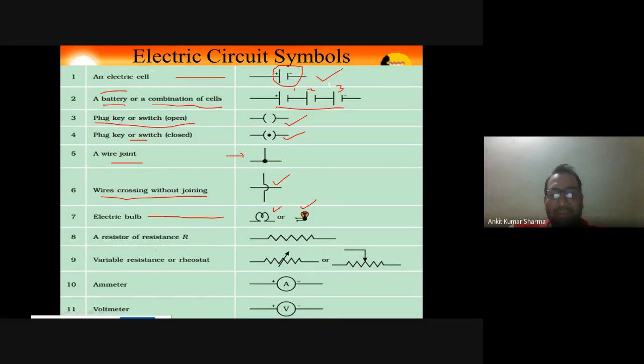And if we talk about the resistor, then the resistor is shown by this symbol. If we talk about the variable resistance and the rheostat, then we draw this symbol for the variable resistance, and you can also put this symbol. And if we're talking about the ammeter, then the ammeter is represented by this symbol, and the voltmeter is represented by this symbol.